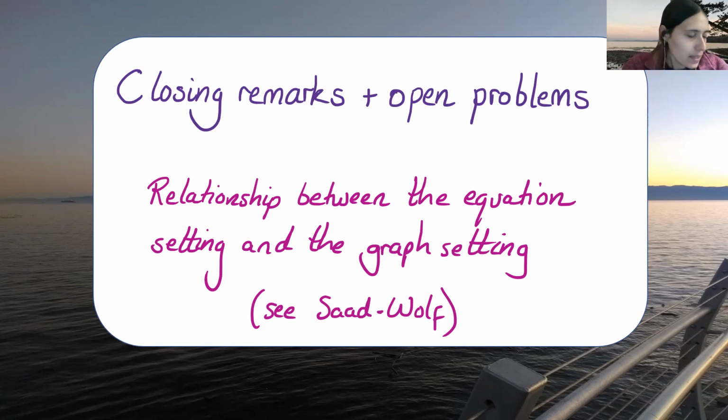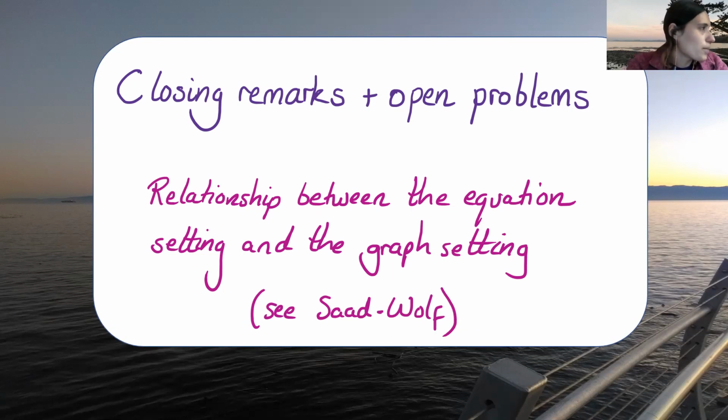Okay, so let me just finish with some closing remarks. So a question that a lot of people ask me when I tell them what we've been thinking about, common and uncommon systems of equations, is whether there's a relationship between what you can do for equations and what you can do in the graph setting. So is it the case that there are specific systems of equations that correspond to specific subgraphs? The answer is pretty much no, there isn't a particularly nice relationship here.